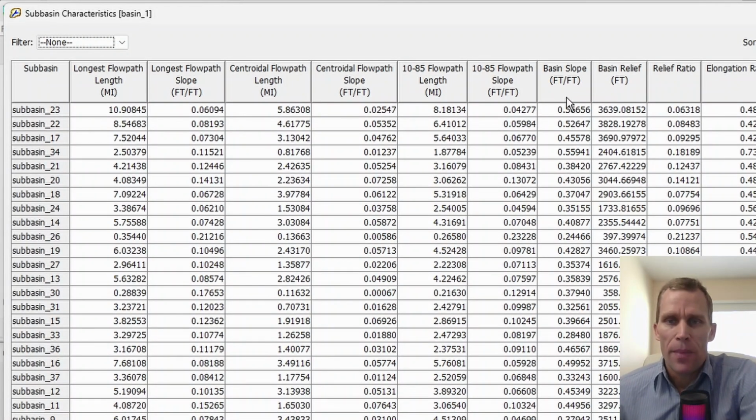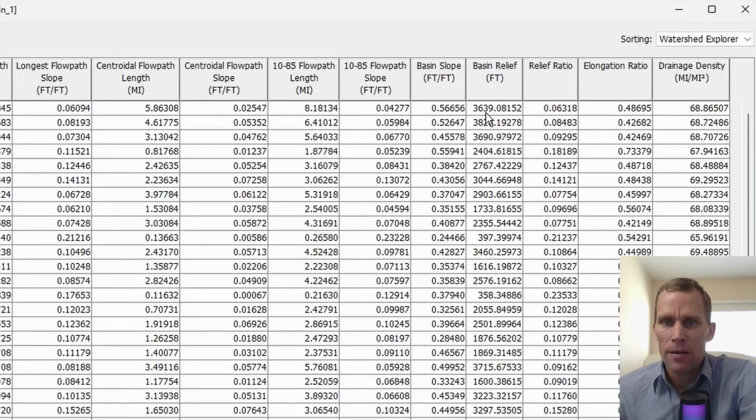All right, the next one over is the basin slope, and that represents the average slope of the entire subbasin. Next after that is basin relief in feet, and this is the elevation difference between the highest point of the drainage divide and the outlet point of the subbasin. Next, we have relief ratio, and that is the basin relief divided by the length of the longest flow path. And then the last two here are the elongation ratio and drainage density. Elongation ratio is a dimensionless ratio that categorizes the general shape of the subbasin.